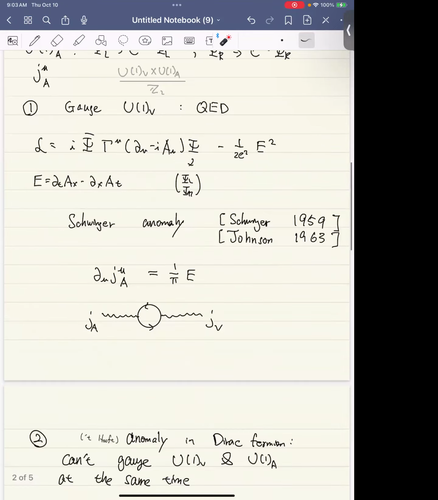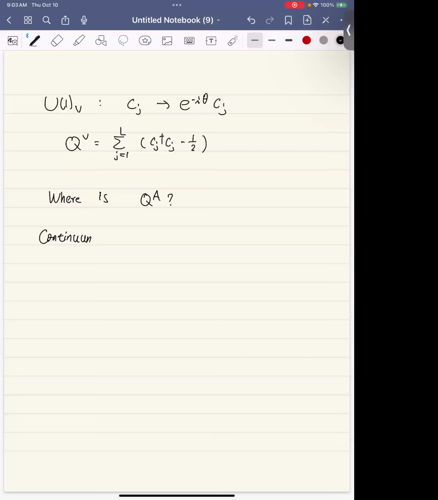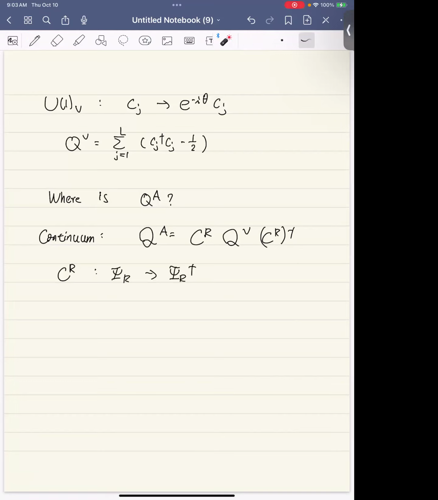Okay. So in the continuum, this, and C_R takes psi right to psi right dagger. So given that we have already realized the vector symmetry on the lattice, the only remaining question is how do you realize the right moving charge conjugation on the lattice? Okay. Now that has a well-known answer.